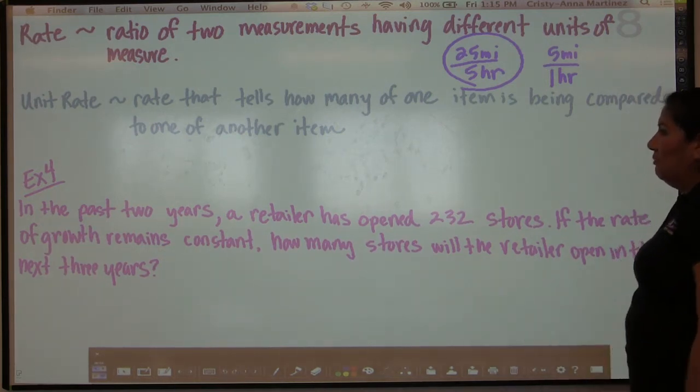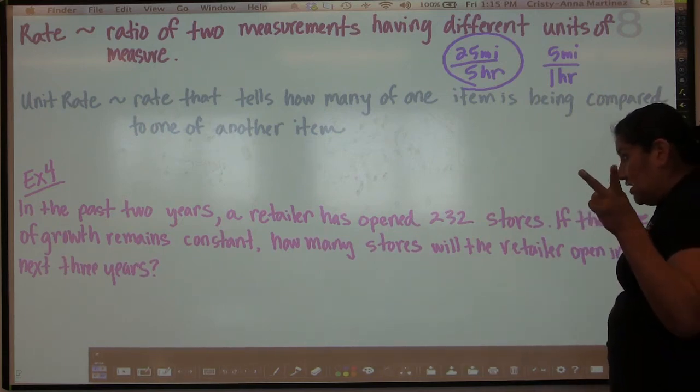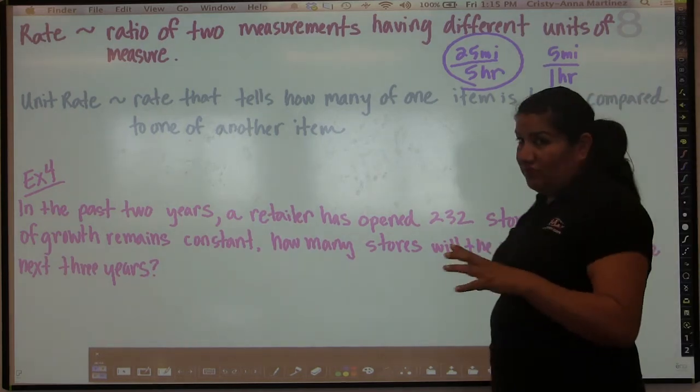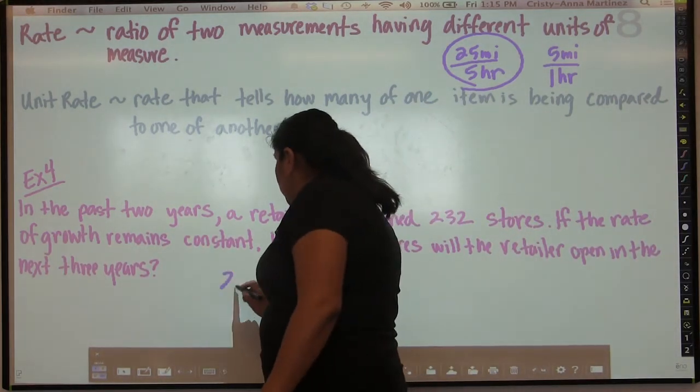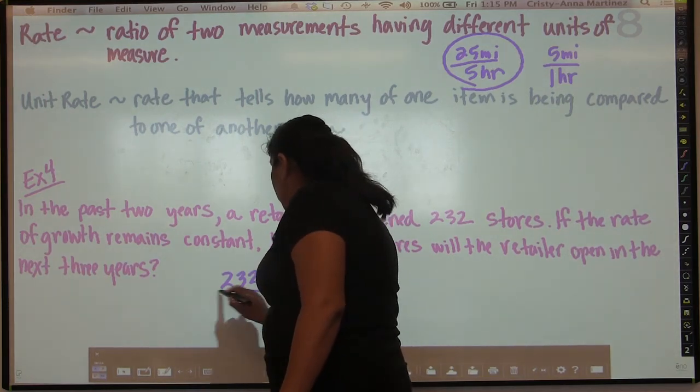So how do we apply that to a problem? Here we go. Example 4. In the past 2 years, okay, so 2 years, a retailer has opened 232 stores. So their rate for opening stores is 232 stores per 2 years.